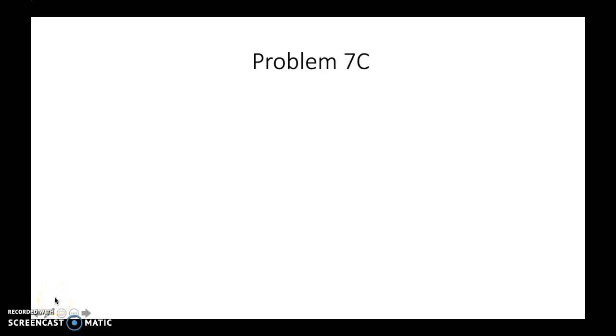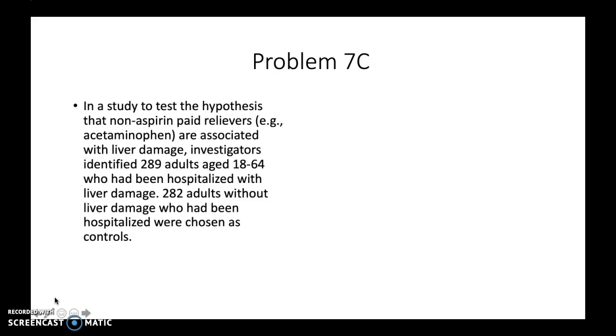The next question we're going to look at is problem 7C. In a study to test the hypothesis that non-aspirin pain relievers are associated with liver damage, investigators identified 289 adults aged 18 to 64 who had been hospitalized with liver damage. 282 without liver damage who had been hospitalized were chosen as controls.